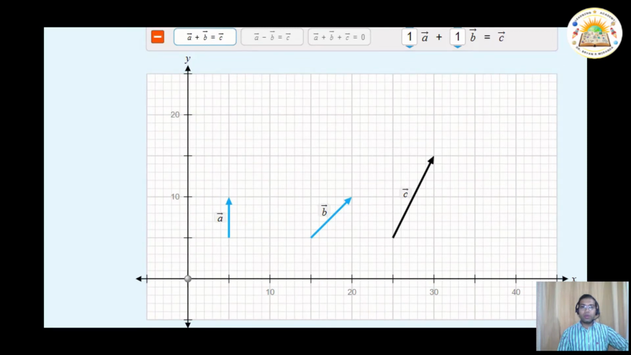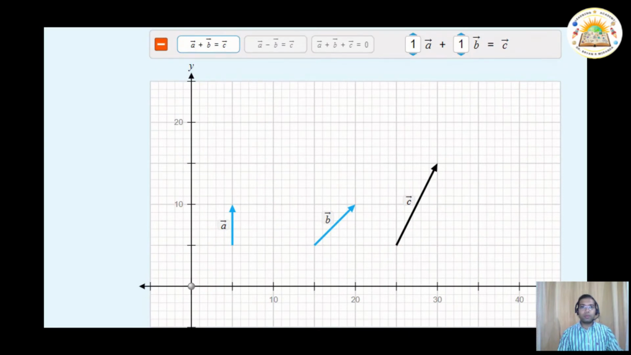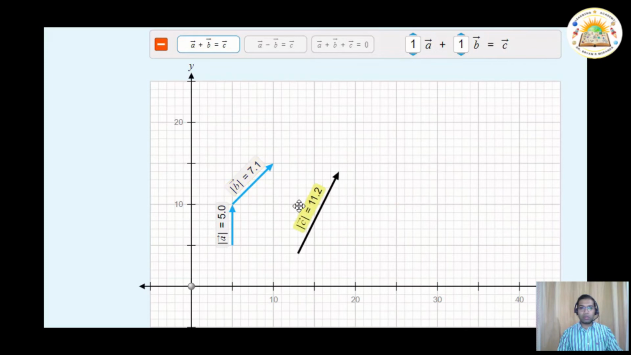So now let us look at the addition of vectors. I am going to look at this equation, that is A plus B is equal to C. So in this A plus B is equal to C, I have got A vector, B vector and C vector. Now let us look at their values. So A vector is 5, B vector is 7.1, the magnitude, and C vector is 11.2. So if I am going to align it, A vector plus B vector, both are in the same order, you can see that my C vector is in the opposite order.